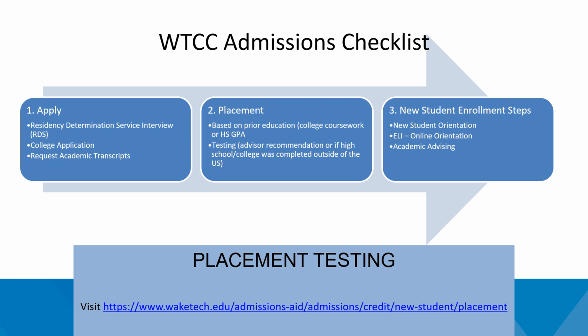Placement is based on U.S. high school unweighted GPA and/or prior college. Students who completed high school outside of the United States will be required to take the math and English placement test. After you are admitted, then you will complete your enrollment steps, which include new student orientation, e-learning intro if you wish to take any courses fully online, and then academic advising. Below you will see a link to our placement test information if you qualify for the placement test.